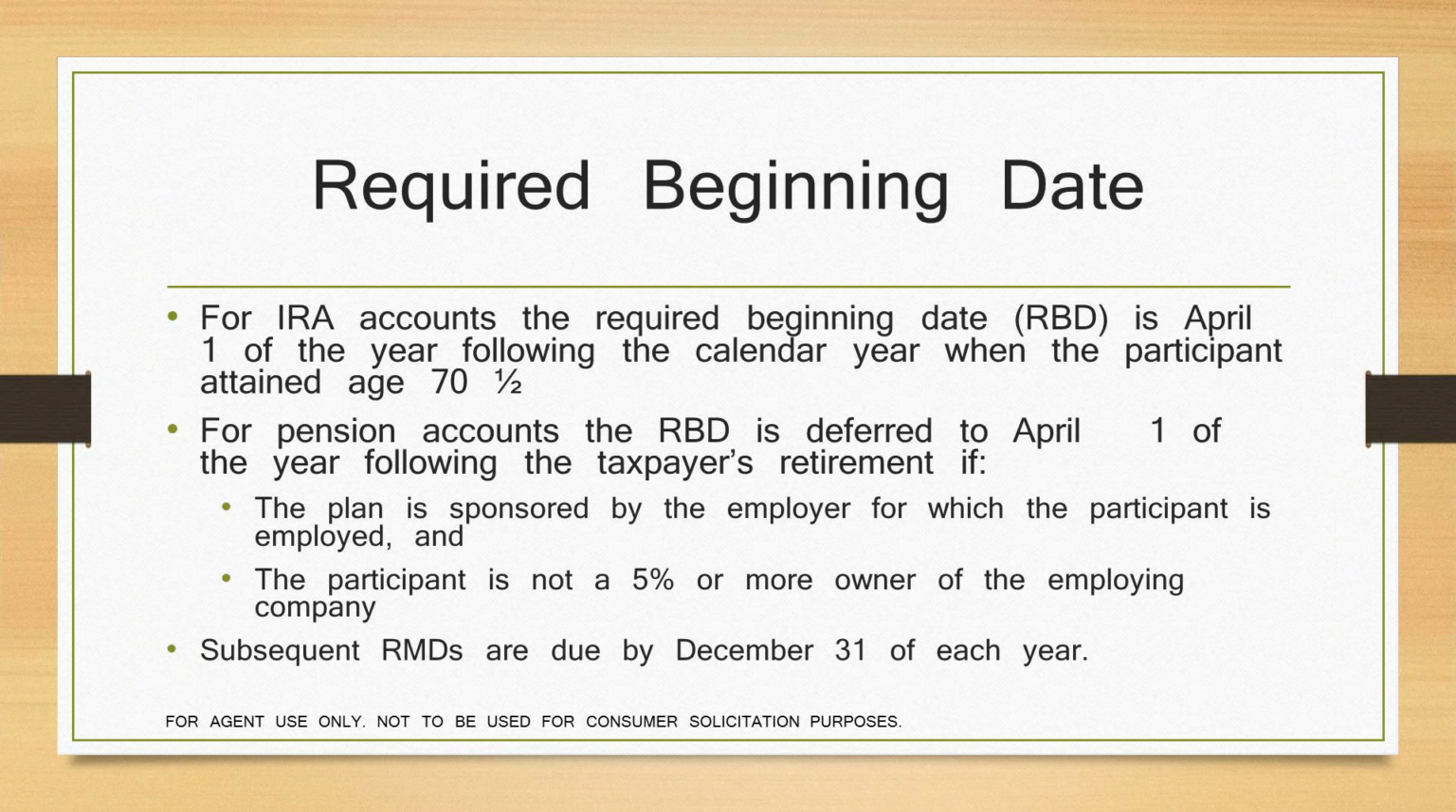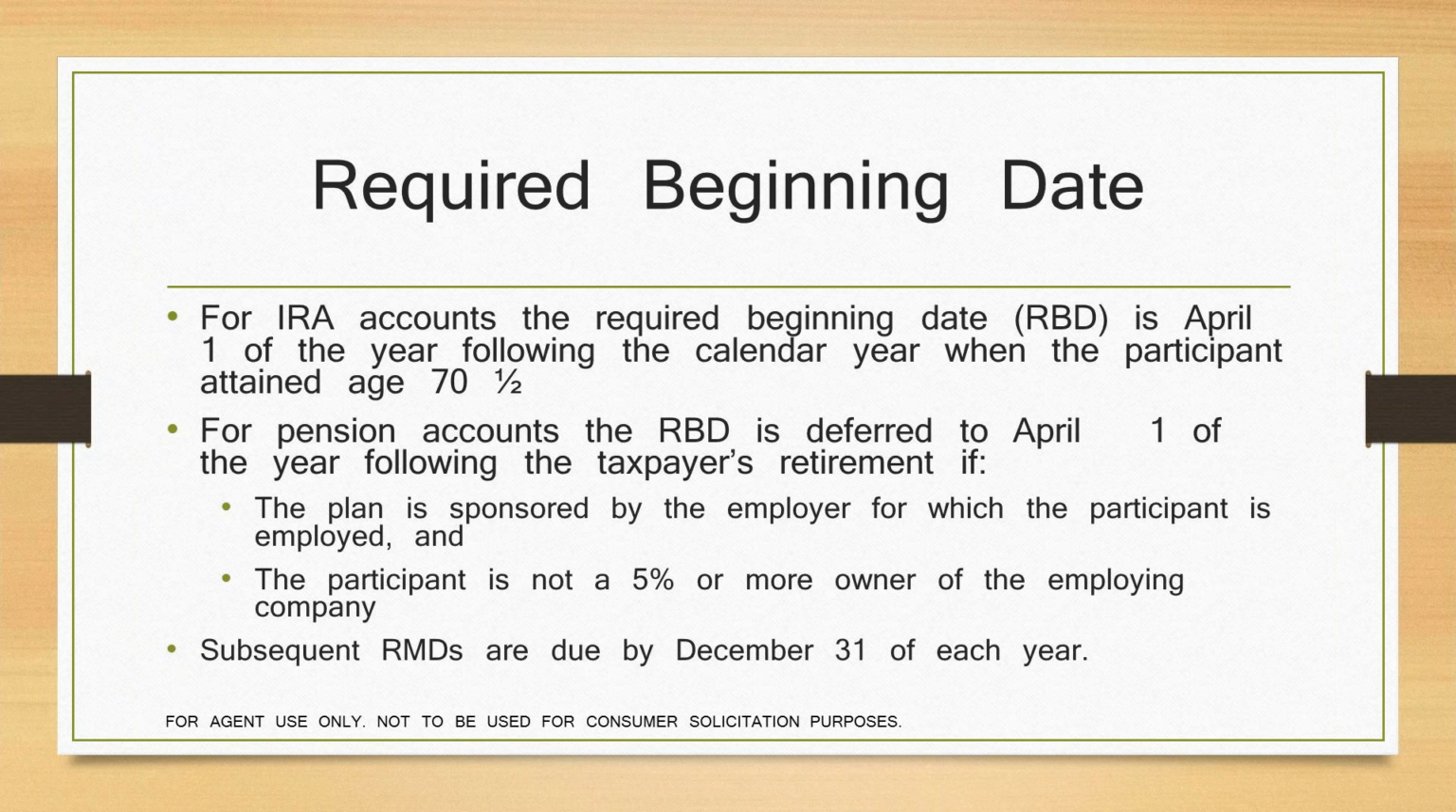Now for pension accounts, the required beginning date is April 1st of the year following the taxpayer's retirement, if two conditions are met. The first condition is the plan is sponsored by the employer from which the participant is retiring, right? So a still working person can't defer RMDs from a former employer. It's got to be from the employer from which they're currently employed.